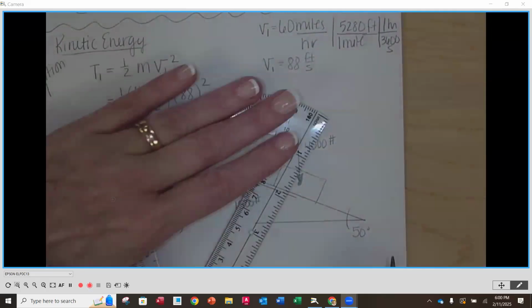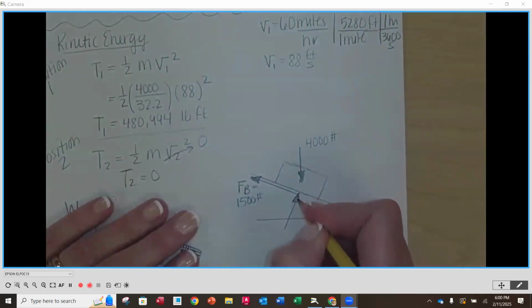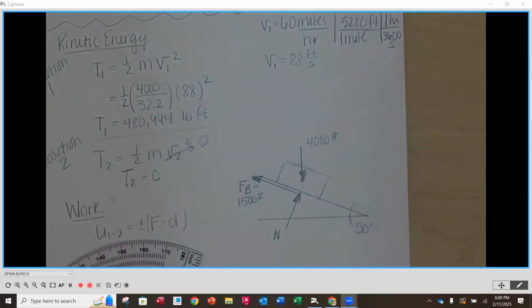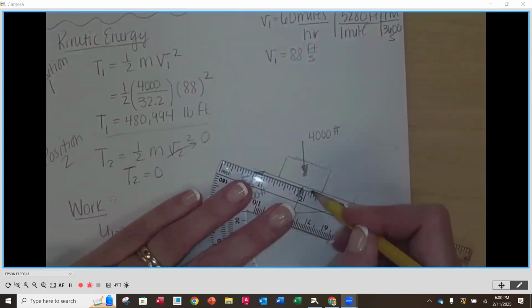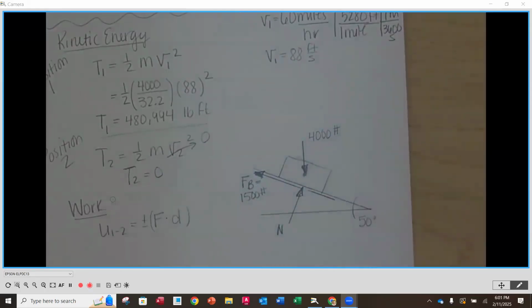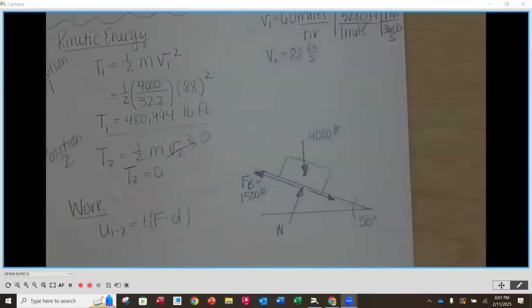I know that there's a normal force, right? I know there's a normal force, but that normal force isn't doing any work, but we'll show it because it's there. But that normal force is not doing any work. Okay. Now, there is a force going down the actual incline, and that's going to be the component of the force of 4,000 pounds, the weight of our car.